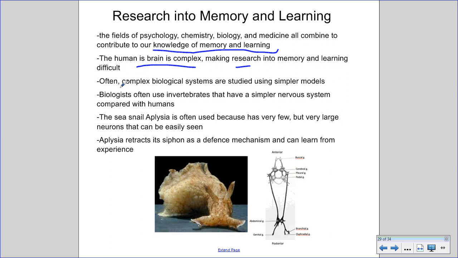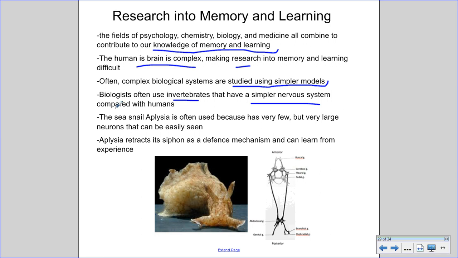So oftentimes, complex biological systems are going to be studied using simpler models. You can break things down into very simple components. It allows very basic biology to be figured out, and that can be applied to more complex systems. So biologists will often use invertebrates that have simpler nervous systems as compared to humans.